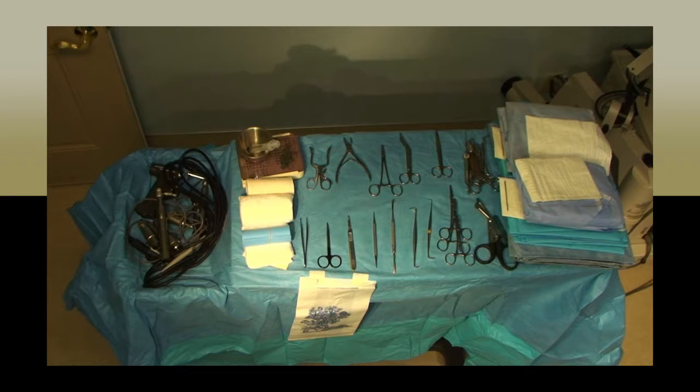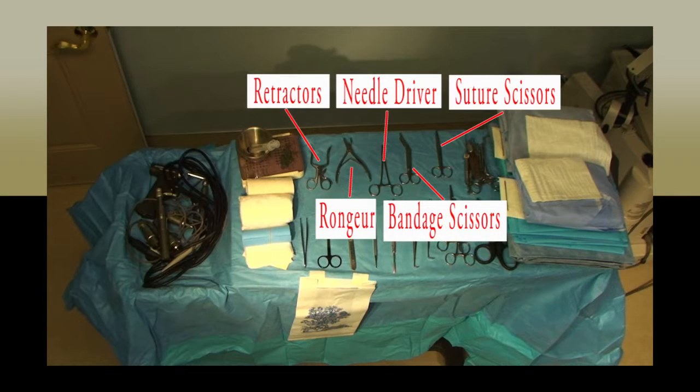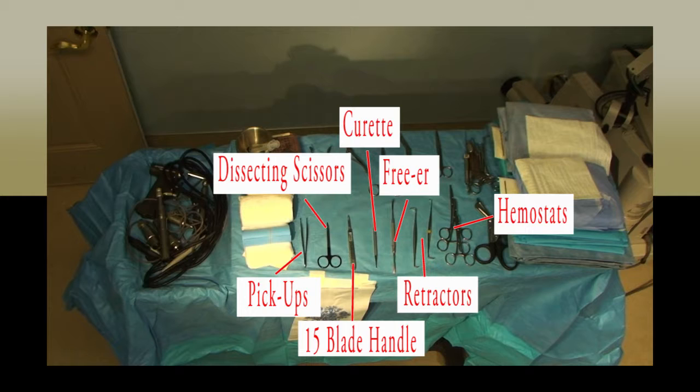You will now lay out instruments from left to right in 2 rows. Row 1 will have retractors, rongeur, needle driver, suture scissors, and bandaging scissors. Row 2 below it will have the blade holder with a 15 blade on it, pickups, dissection scissors, curette, freer, retractors, and all hemostats both straight and curved. Place the Alice clamps by the drill bits and place the extra blade holder by the wire cutters down on the right side of the lower part of the field.